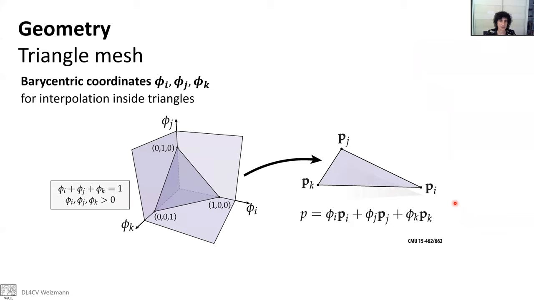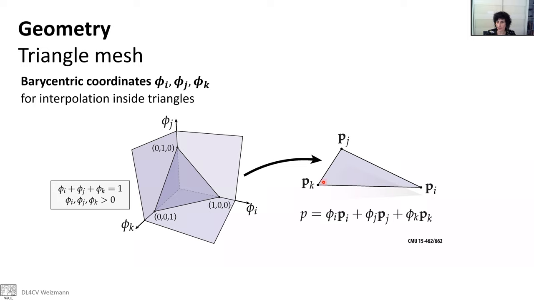A very useful notion in triangle meshes is the use of barycentric coordinates. What are barycentric coordinates? So here is the issue. Let's say that I have some canonical triangle with these coordinates: 0, 0; 1, 0; 0, 1. Actually, any triangle can be transformed from this canonical representation to any other triangle by some affine transformation. Okay.